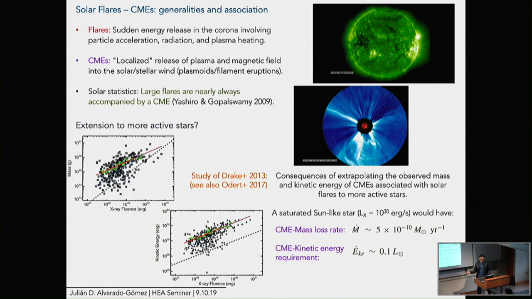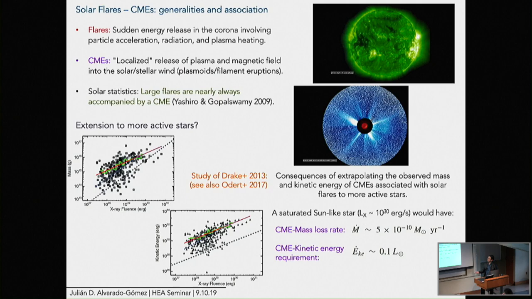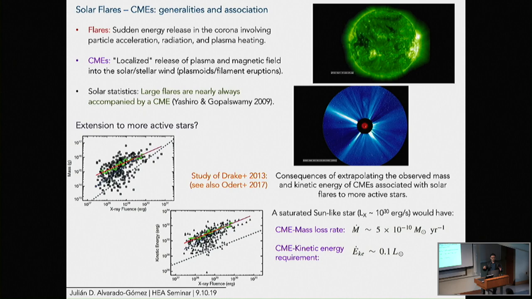There are a few things that I want you to remember. First, a coronal mass ejection is much more energetic than a flare. When you look at the flare in X-rays, a coronal mass ejection is typically 200 times more energetic. The X-rays are only 1% of the total flare energy. So when you combine all the bolometric flare energy, you reach a number that is comparable to the CMEs, and still CMEs are more energetic. So CMEs are more energetic than flares.